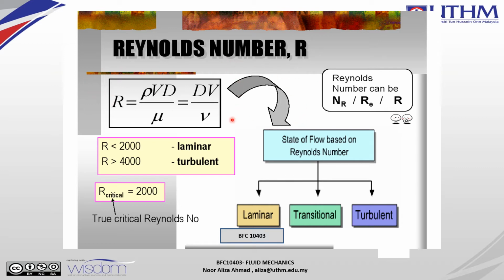So we use this equation: Reynolds number is equal to density times velocity times diameter divided by dynamic viscosity, or diameter times velocity divided by kinematic viscosity. From this Reynolds number, we can state whether the flow is laminar, turbulent or transitional.